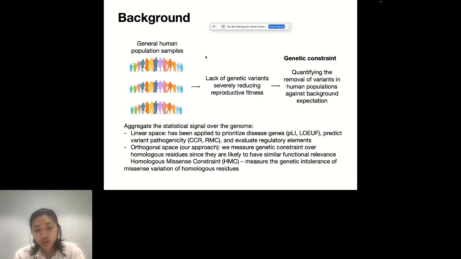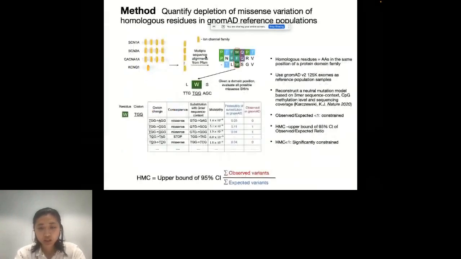Using this intuition, we have developed a novel score which measures the genetic intolerance of missense variation over homologous residues. We name our method homologous missense constraint, HMC. Here is what we do. First, we use the Pfam database to define homologous residues. If amino acids are in the same position of a protein domain family alignment, they are homologous to each other. And we want to measure the genetic constraint for each domain position for all human proteins with Pfam domains.